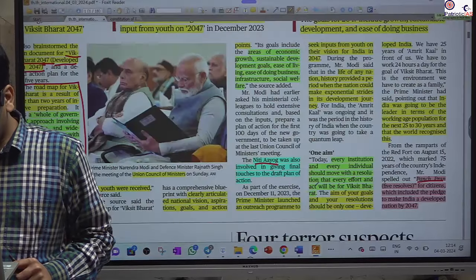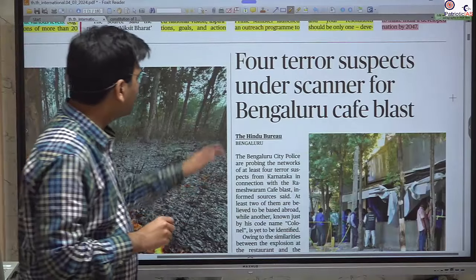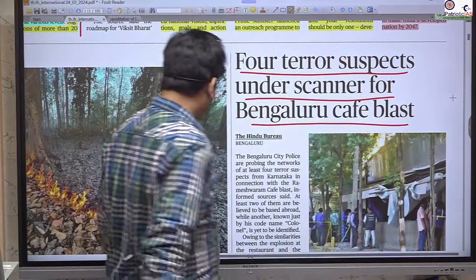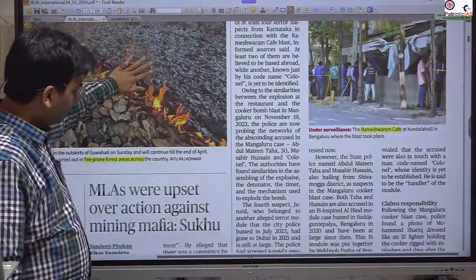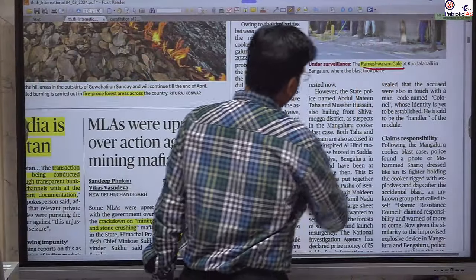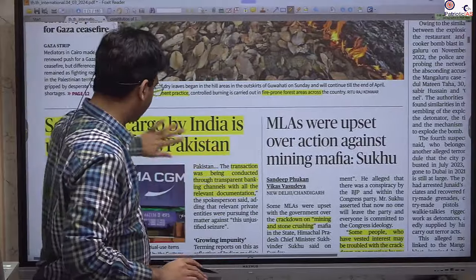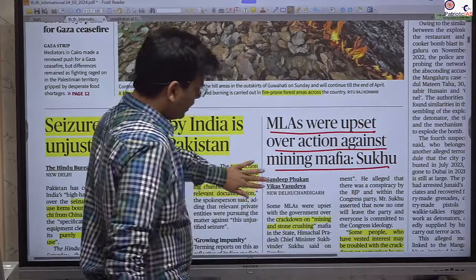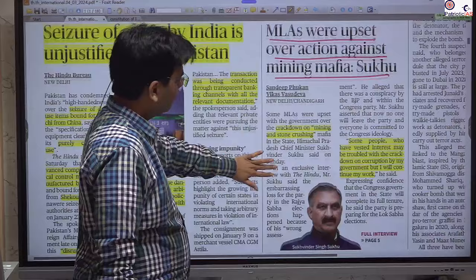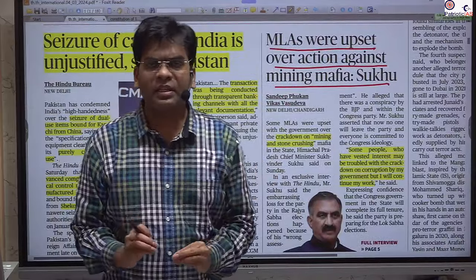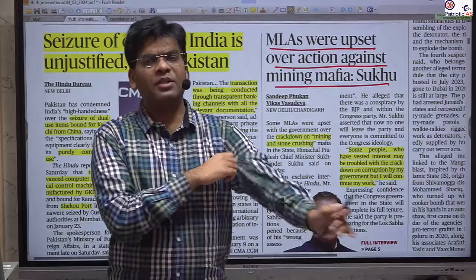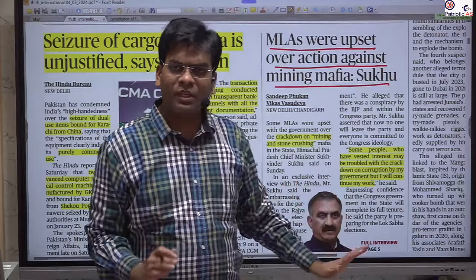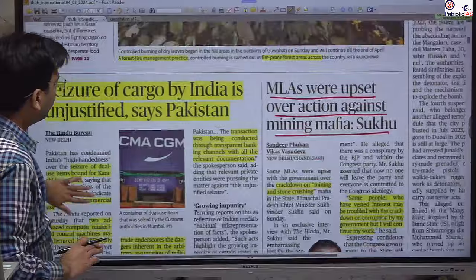Next important news that we will take: this news is just a criminal news, nothing relevant that we can use. After that, yes, this Ramesh cafe is in the news. Just remember this cafe. The next is that MLAs were upset over the action against the mining mafia. The Chief Minister of Himachal Pradesh says he was doing a good thing, taking action against the mafia, and those MLAs who were associated with the mafia were opposing and rebelling. Means he's doing a lot of good things, but those MLAs were not understanding his intention.